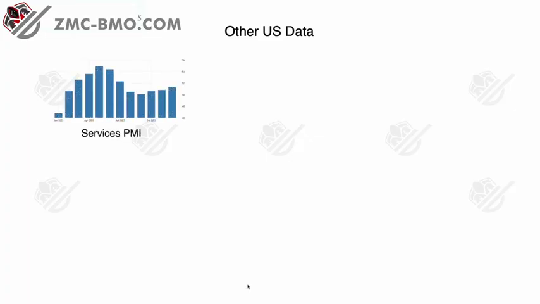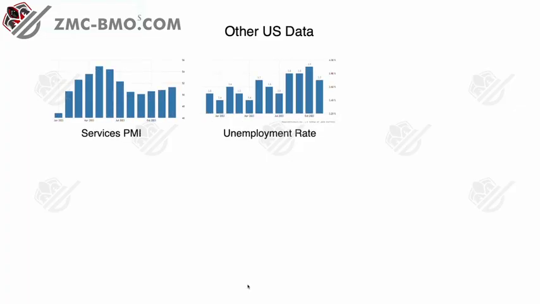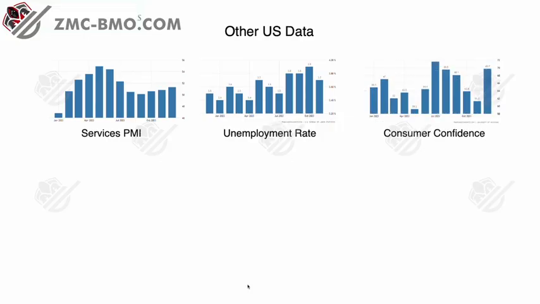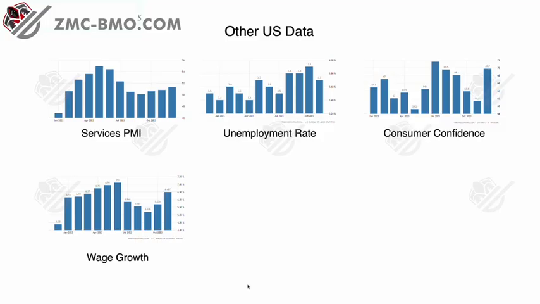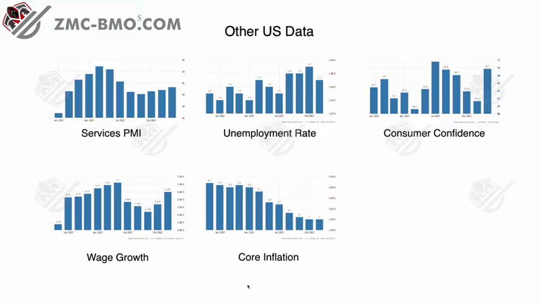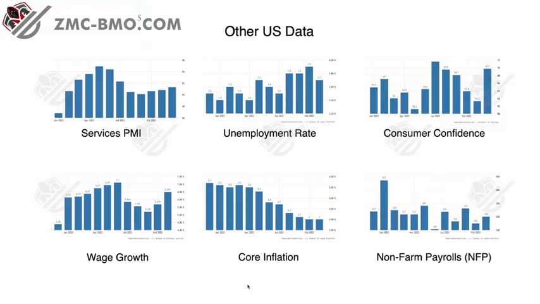So here's just some other examples of US data similar to what I've done with the UK, but services PMIs are up. Unemployment rate has ticked lower recently. Consumer confidence massively up, which is good. Wage growth did tick up as well, which is interesting. Core inflation has ticked lower. That's just the core component, by the way. And NFP has ticked slightly up as well. Now, you're probably thinking, okay, this should actually be bearish for the dollar. And we'll get into that in just a moment as well.